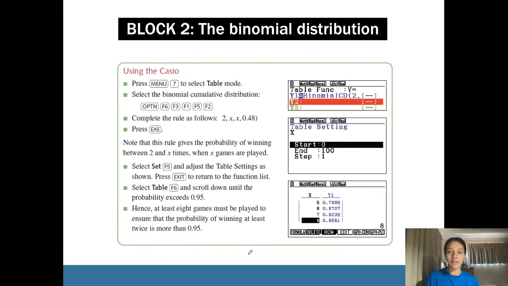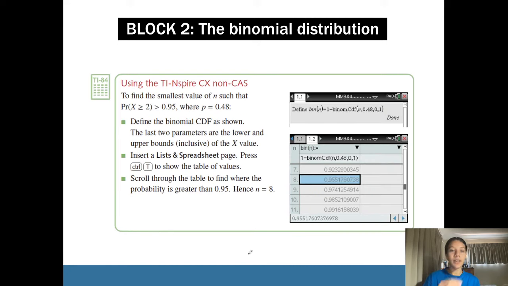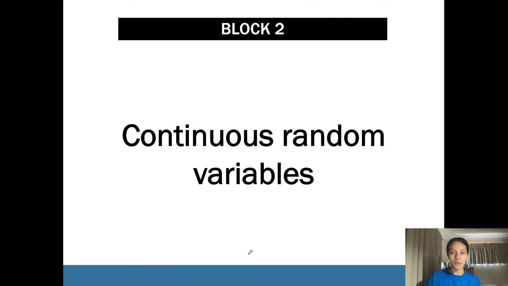This is an example again of how to use it in the Casio scenario, how to use it in the TI-Nspire scenario, depending on which calculator you have. So again, that is also in the slides.